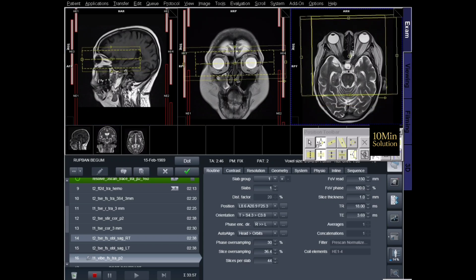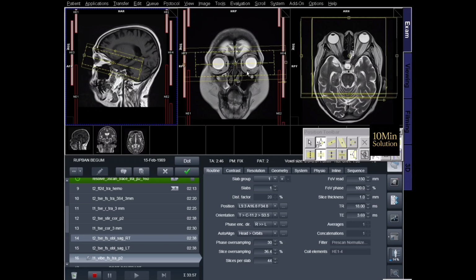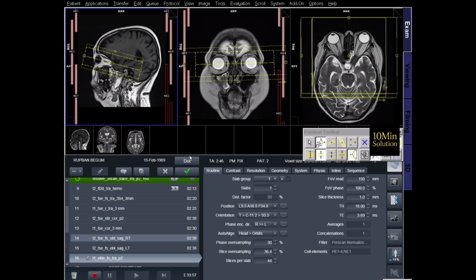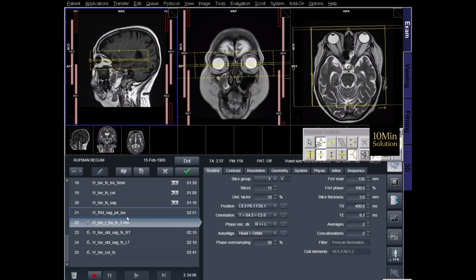Fat suppression sequences. The orbit contains a large amount of fat tissue, which can sometimes obscure lesions. Therefore, fat suppression techniques such as T2 fat saturation or STIR sequences are commonly used. These sequences suppress the fat signal and improve visualization of orbital lesions and inflammatory changes.